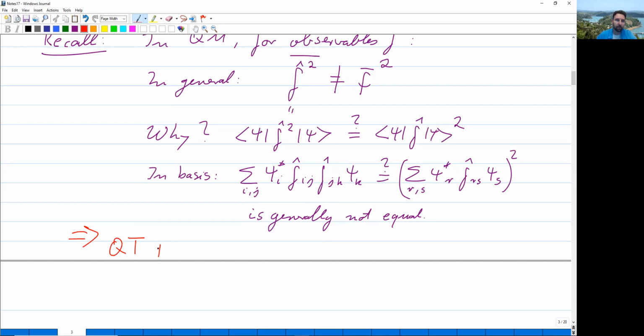So quantum theoretical predictions generally have delta F not equal 0, and therefore are probabilistic.